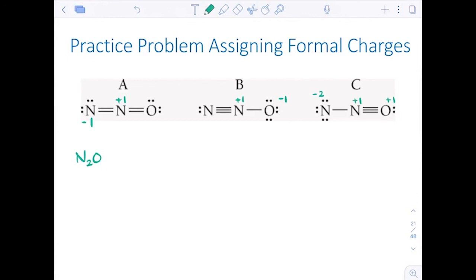Which is the best resonance structure and which one's the worst? Well, we know we have to have at least 2 atoms with a formal charge. We can automatically say this one, when all 3 atoms have a formal charge, is the worst. Then we'll look between A and B and say, well, who should have that negative charge, the nitrogen or the oxygen? The oxygen should, because he's more electronegative.